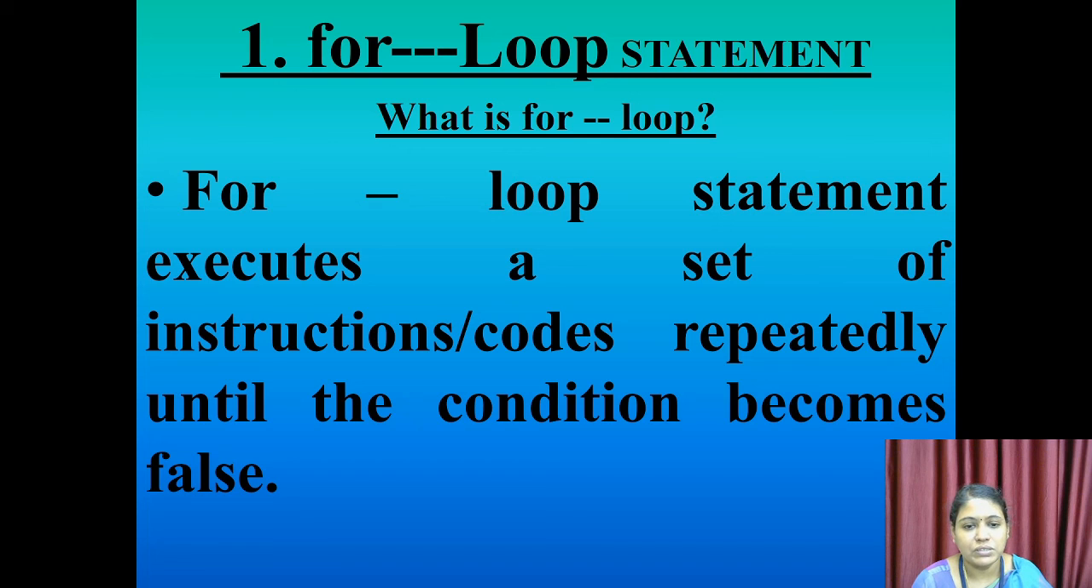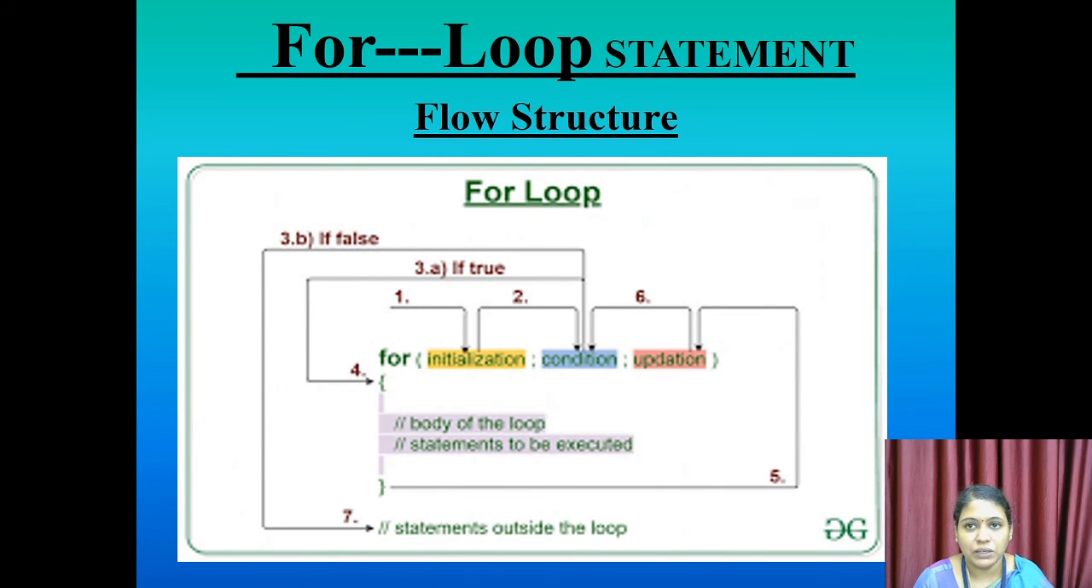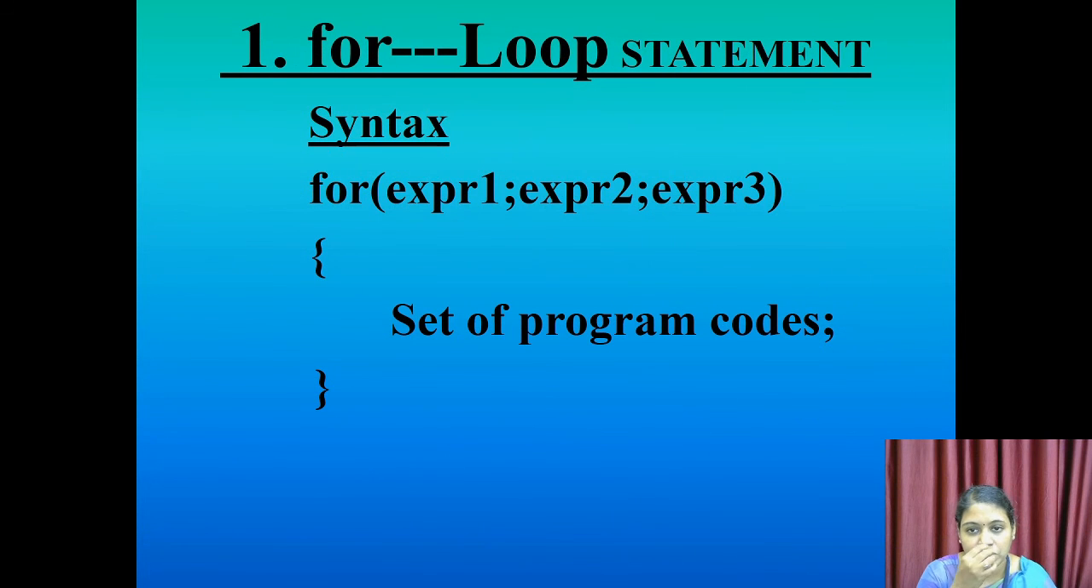We know the for loop statement executes a set of instruction codes repeatedly until the condition becomes false. Once the condition becomes false, it stops the loop execution. First you have to know what syntax we use for the for loop statement in Java. The syntax is: for is a keyword. We start the statement with the word for, followed by an open parenthesis, expression 1, semicolon, expression 2, semicolon, expression 3, and close the parenthesis.